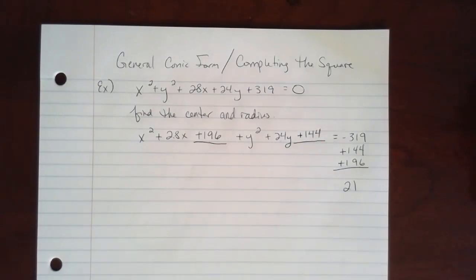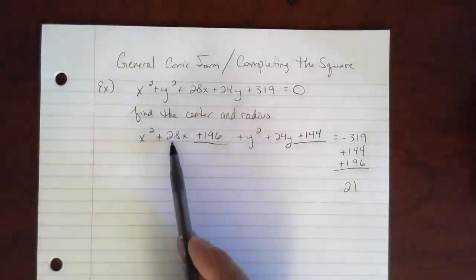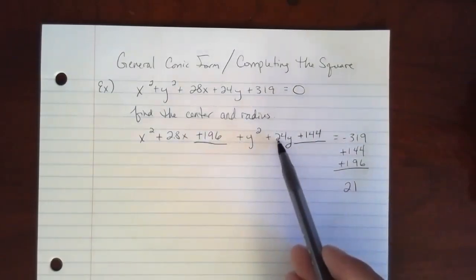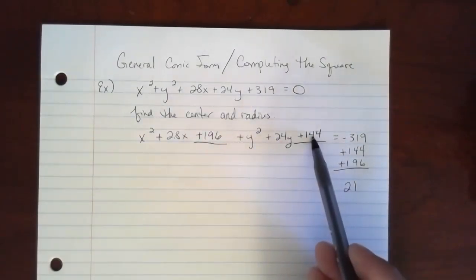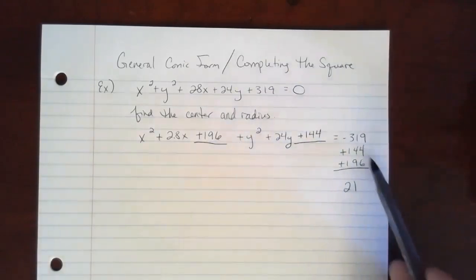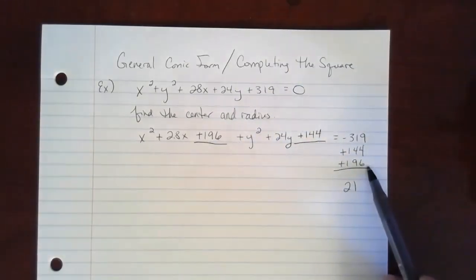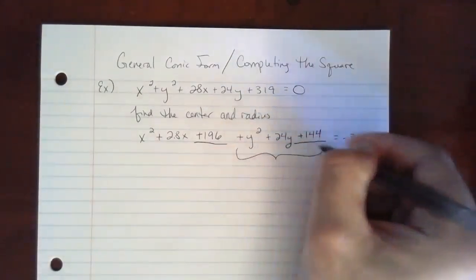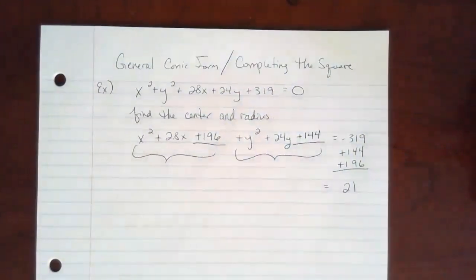But my hope is if you follow the process, at the very least, this shouldn't be too bad. All we did was divide by 2 and square. Here we divided by 2 and then we squared. And then whatever we added to this side, we went ahead and added to this side to keep the equation balanced.